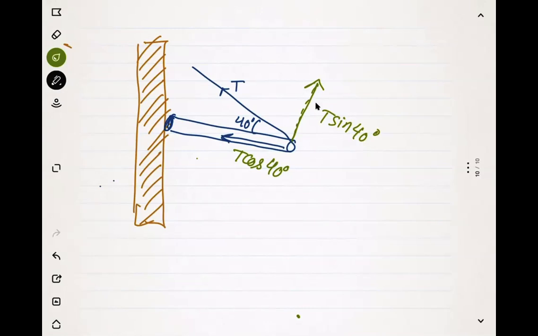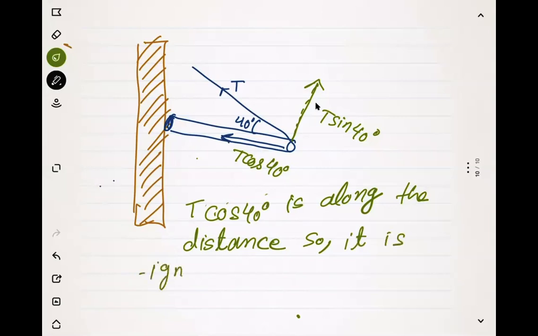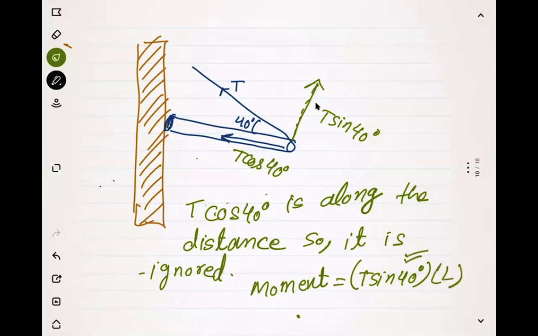T cos 40 is along the angle, and T sine 40 is perpendicular to the distance of the rod. Sorry, T cos 40 is along the distance, so it is ignored. The moment will be due to T sine 40. So moment will be equal to T sine 40 times the length of the rod. So this is the moment caused by the tension, and in this manner you can calculate that.